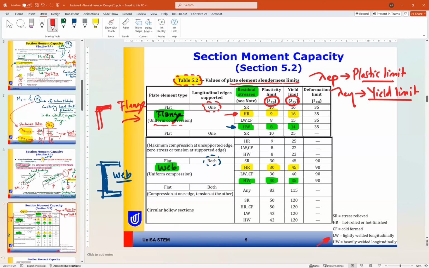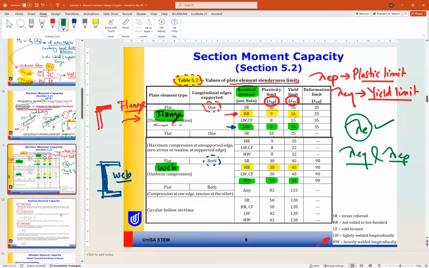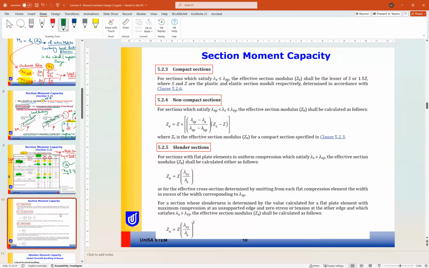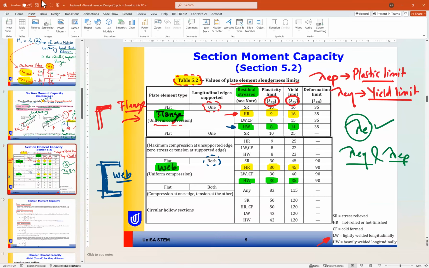So after all calculations, now we know lambda E from the previous step, and the limits lambda EY and lambda EB from this table. So the next part will be the check. After we find the value of lambda effective and the limits, we need to compare to know if the section is compact, non-compact, or slender. So we have three cases. Let's put this here.